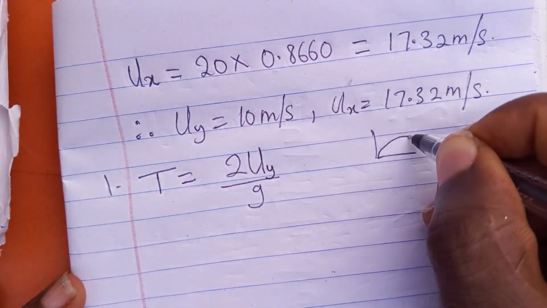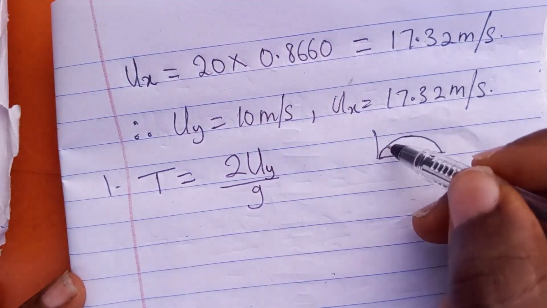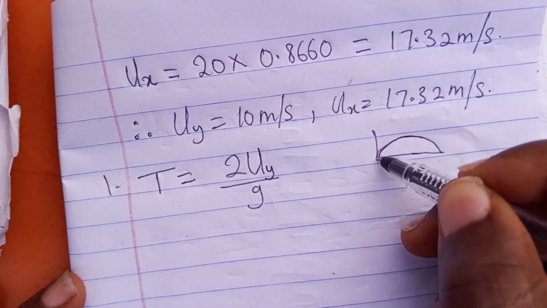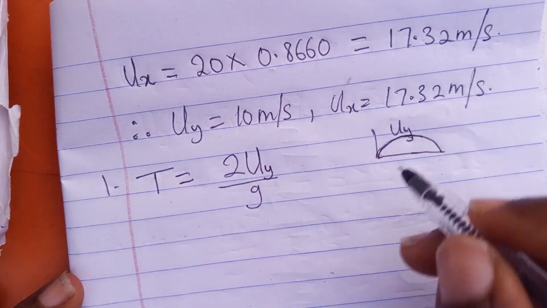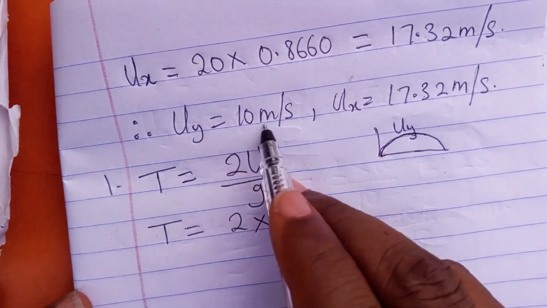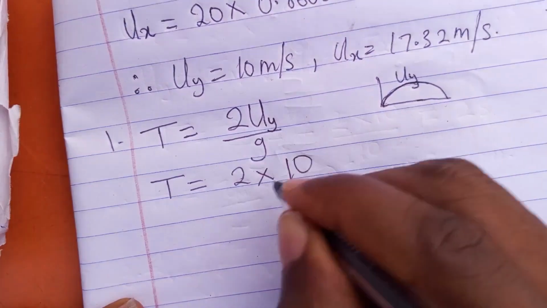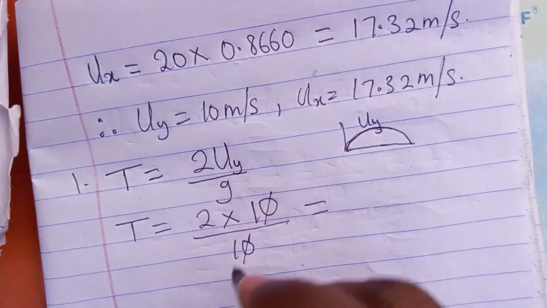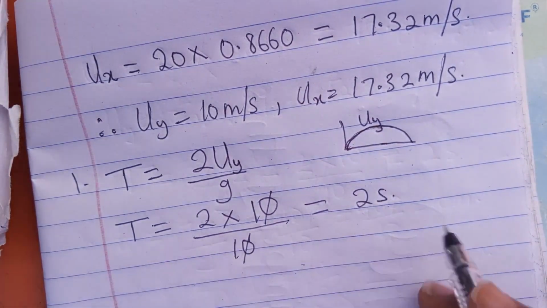It moves upwards, and the motion is vertical, so the time of flight depends on this vertical motion, uy. So t equals 2 times uy, which is 10 meters per second, divided by acceleration due to gravity. So we have 2 times 10 over 10, where 0 cancels 0, giving 2 seconds. So this is our total time of flight.